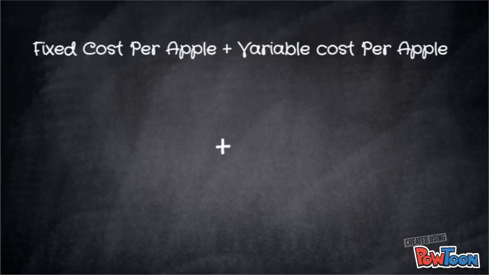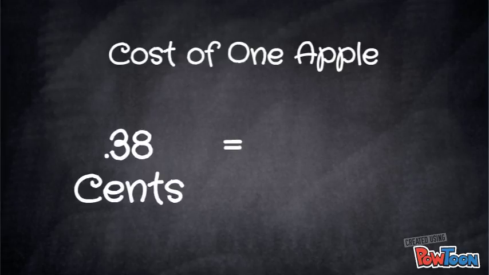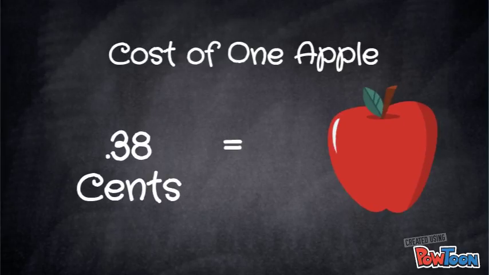The last step is to combine our 2 answers: fixed cost per apple plus variable cost per apple. That means that we add 5 cents plus 33 cents. This means that when Bernard's Orchards produces 11,000 bushels, the cost per 1 apple is 38 cents.